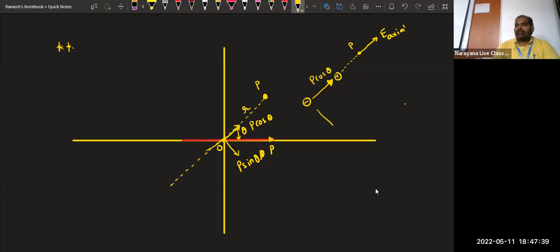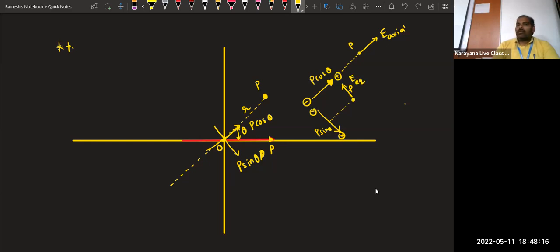P sin theta is like this. This is P sin theta, and this is the bisector point. The same point P is on the perpendicular bisector. For the P sin theta dipole, point P is residing on the equatorial line only. Then P sin theta also will produce some electric field. What is that? This negative charge and this positive charge: the electric field is always away from the positive charge. That is the equatorial electric field.